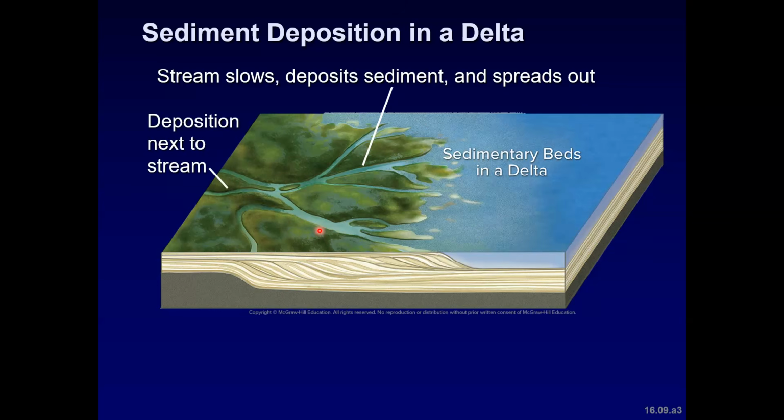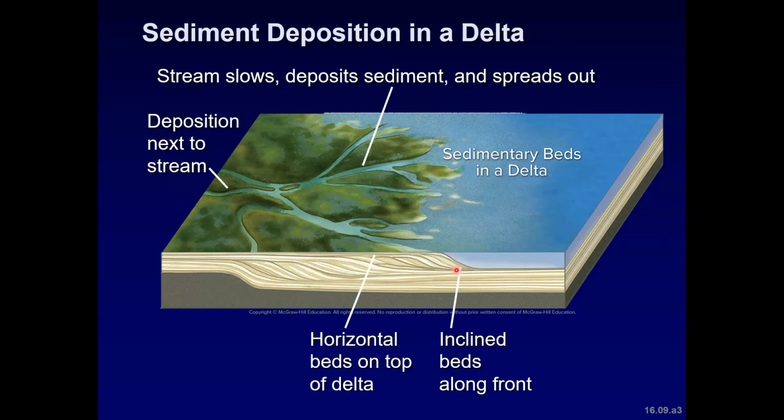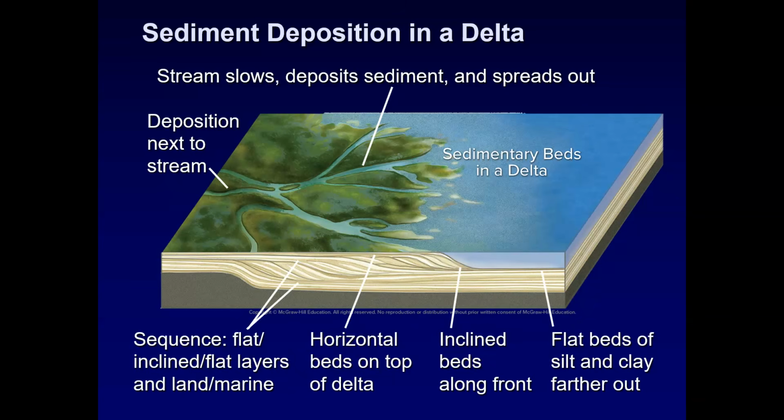Some sediment is going to be deposited on low areas next to the stream. And then if you were to cut through a cross section of this area, you'll see horizontal beds on top of the delta, and then inclined beds along the front, and then flat beds of silt and clay further out. So this is the sequence that we would expect in a deltaic system. You've got flat, inclined, and then flat layers kind of alternating.